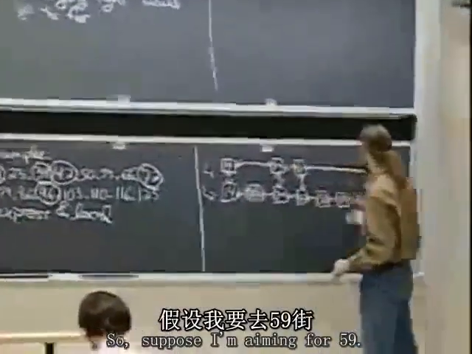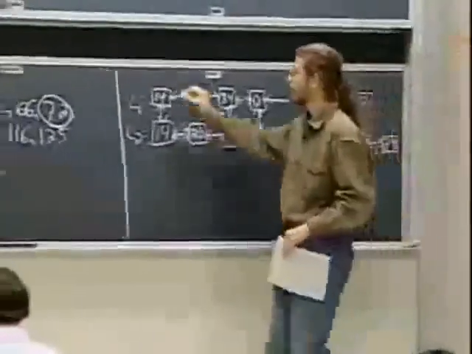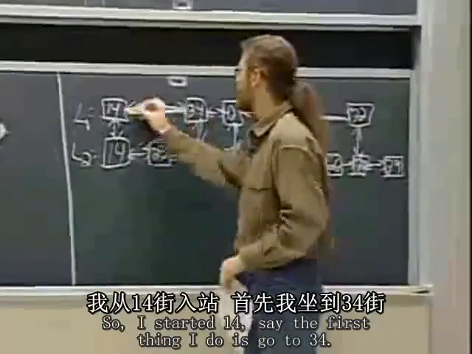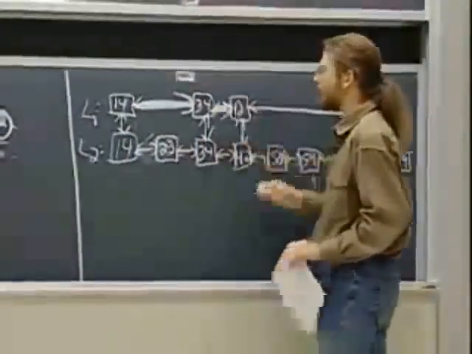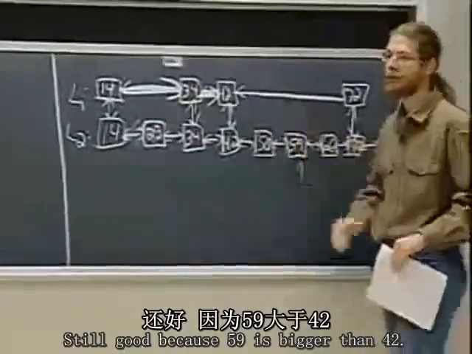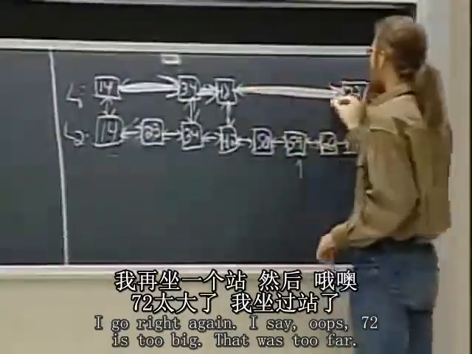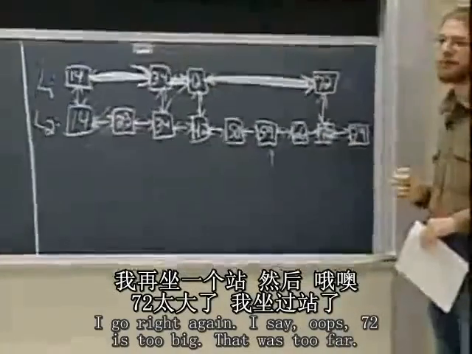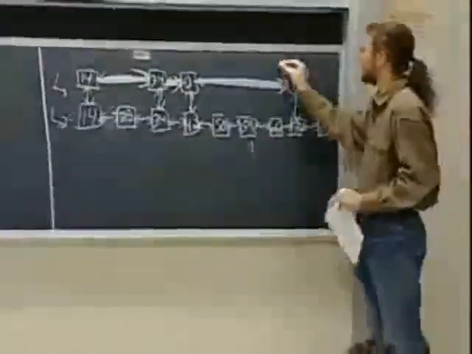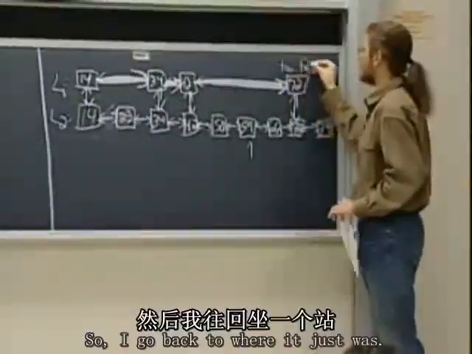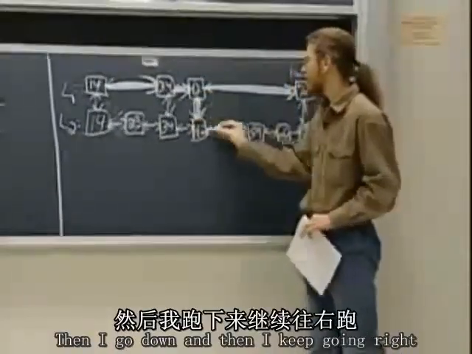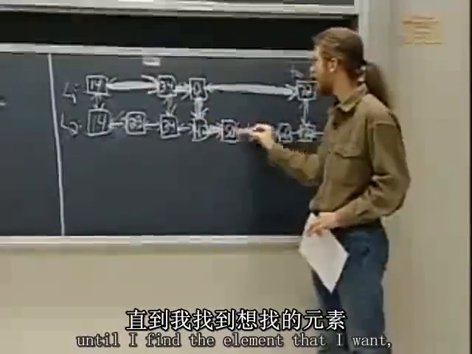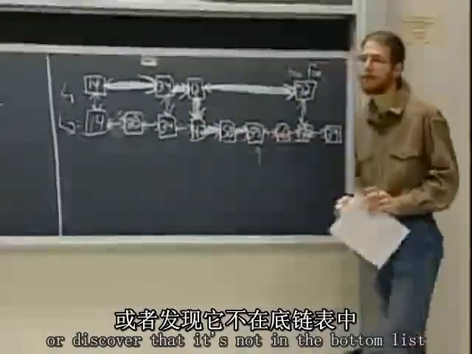So let's do it here. Suppose I'm aiming for 59. I start at 14. First thing I do is go to 34. Then from there I go to 42. Still good because 59 is bigger than 42. I go right again. I say, oops, 72 is too big. That was too far. So I go back to where I just was, then I go down, and then I keep going right until I find the element that I want or discover that it's not in the bottom list, because the bottom list has everyone.